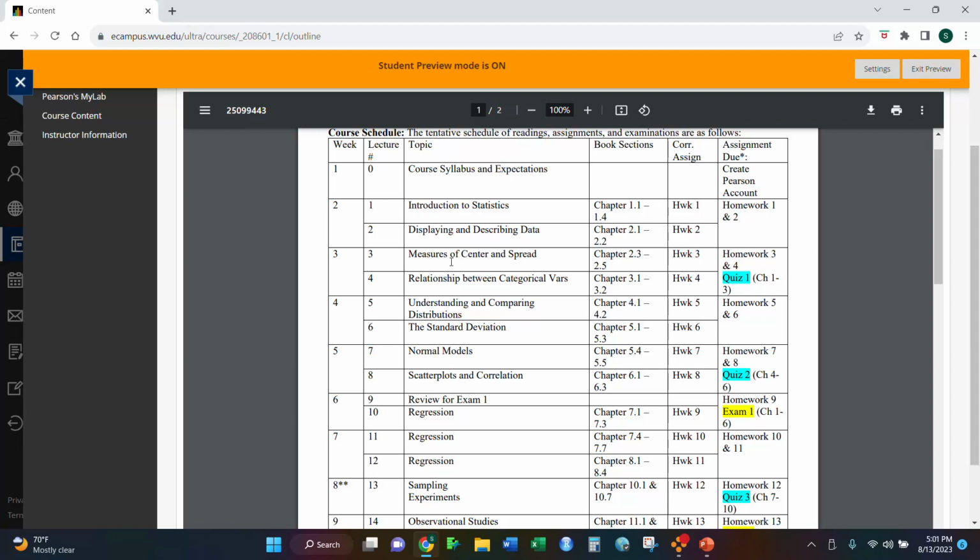So next week, 2 lectures, 2 homeworks. Week 3, 2 lectures, 2 homeworks, and a quiz. The quiz will cover homeworks 1 through 4. Week 4, 2 lectures, 2 homeworks. Following that, week 5, 2 lectures, 2 homeworks, and a quiz. And that quiz will cover the material since the previous quiz.